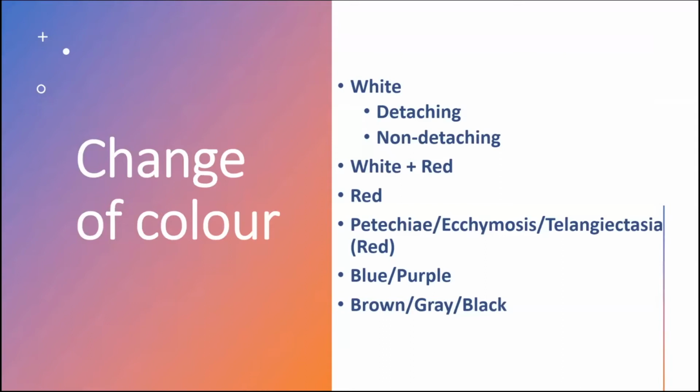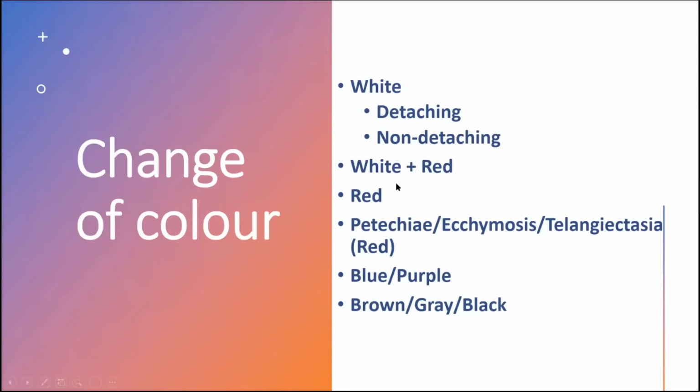We'll go ahead to change of color. As we've mentioned before, we have white, red, blue, purple, brown, gray, and black. The yellow is very, very rare and usually can be included under the white, okay? We can have combinations of those. The most prominent or usual combination is white and red, okay? And it's the most alarming combination usually.